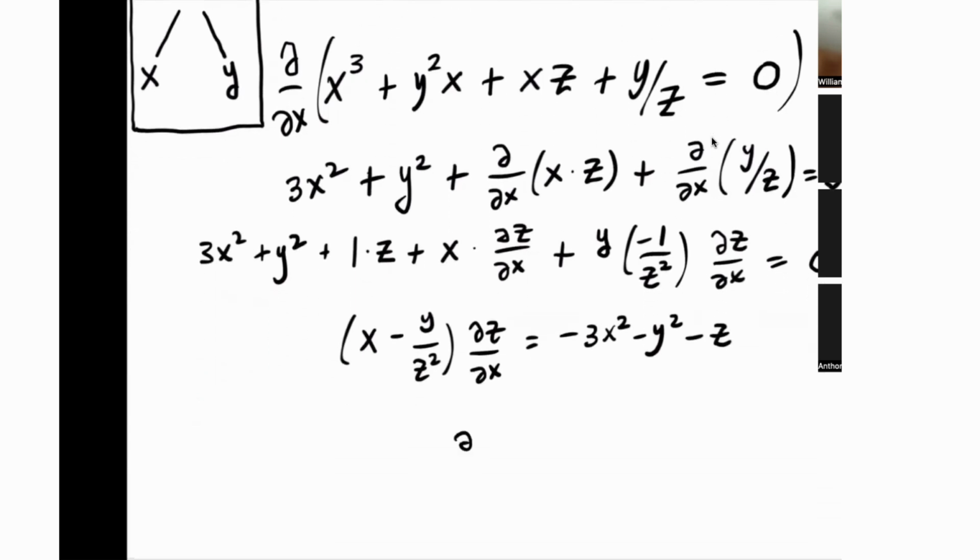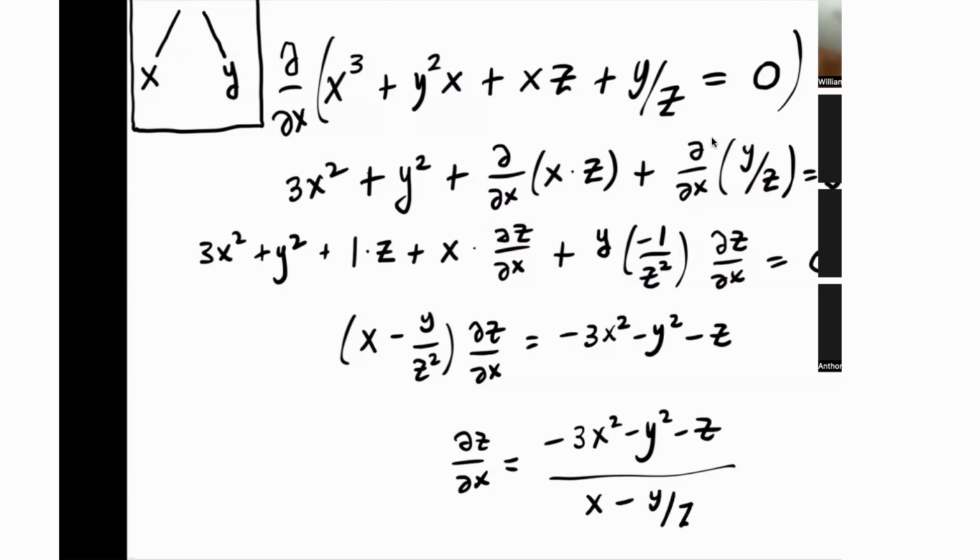And so dz/dx is minus 3x squared minus y squared minus z, over x minus y over z squared.